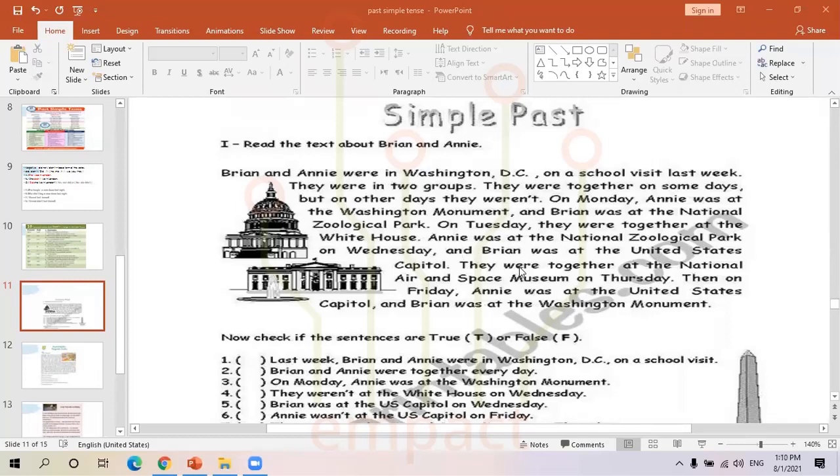Wednesday and Brian was at the United States Capitol. They were together at the National Air and Space Museum. On Thursday, on Friday, Annie was at the United States Capitol and Brian was at the Washington Monument. Monument. Very good. Well done, Mohammed. Then I have Kalsoom.